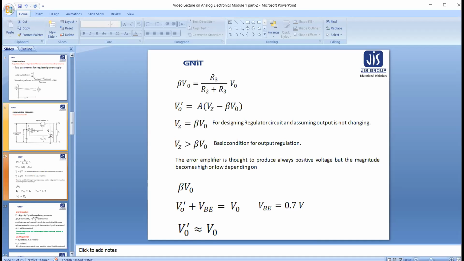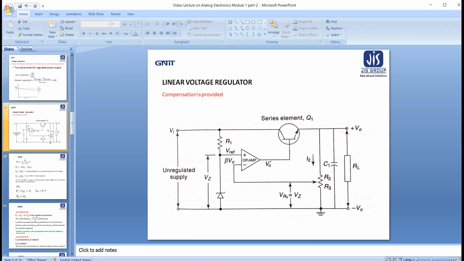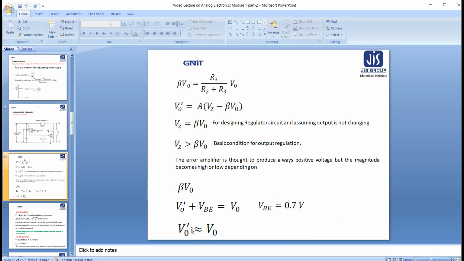So what is the significance of this expression? The significance is that whatever the output voltage of the op-amp, it will be directly reflected to the output voltage across the load. So the output voltage or the load voltage will be just a replica of the op-amp output. So the op-amp is very crucial. Its output basically controls the load voltage.